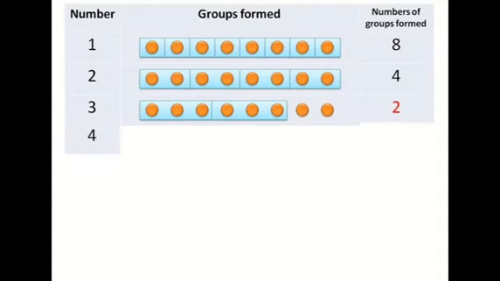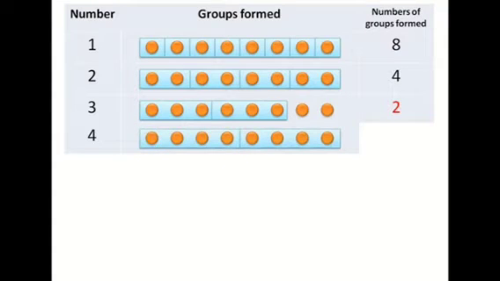Now take 4 beads in one group. Okay. Do it. So how many groups will be possible? You can see 4 and 4. So there will be 2 groups. Can we try with 5? Let's try. Take 5 beads in one group.